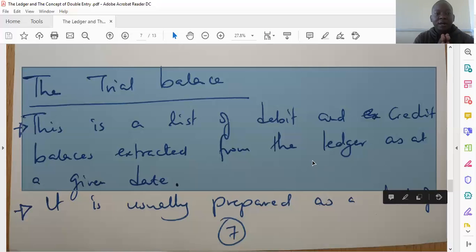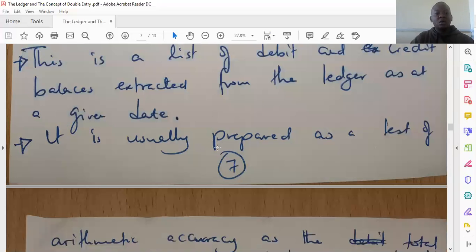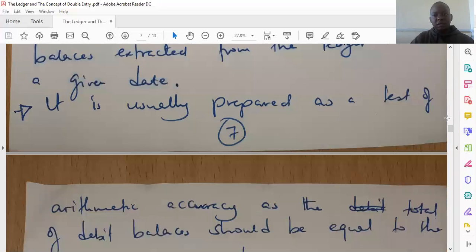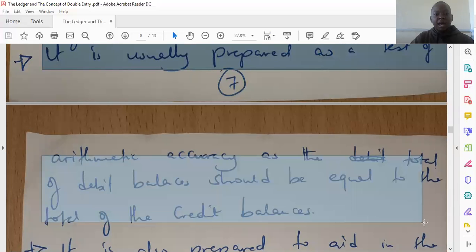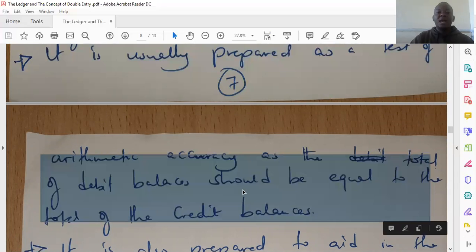So what is a trial balance? A trial balance is a list of debit and credit balances extracted from the ledger at a given date. It's usually prepared as a test of arithmetic accuracy, as the total of the debit and credit balances must be equal. So at the end, when you prepare a trial balance, the debit totals and the credit totals must be equal.